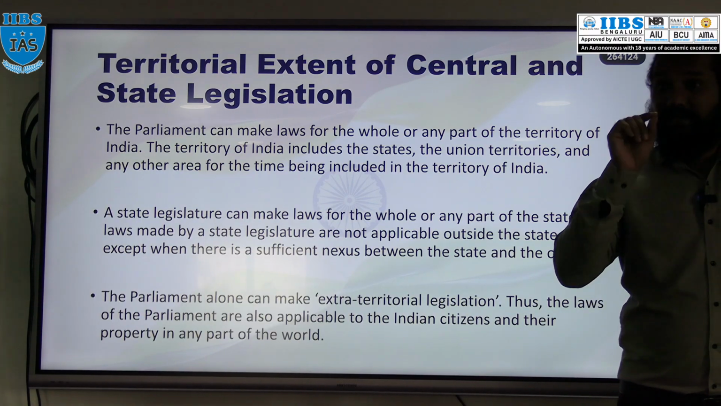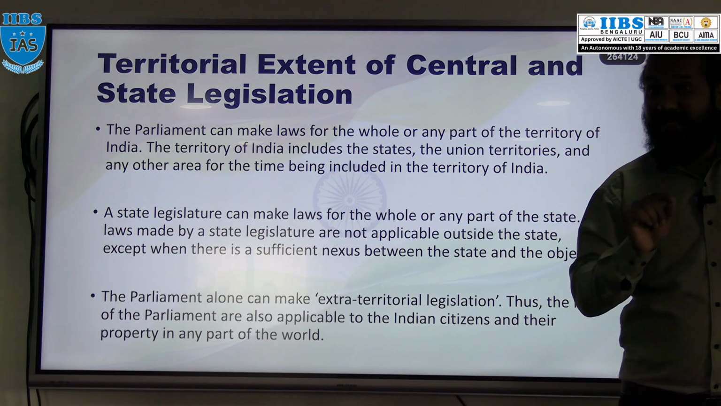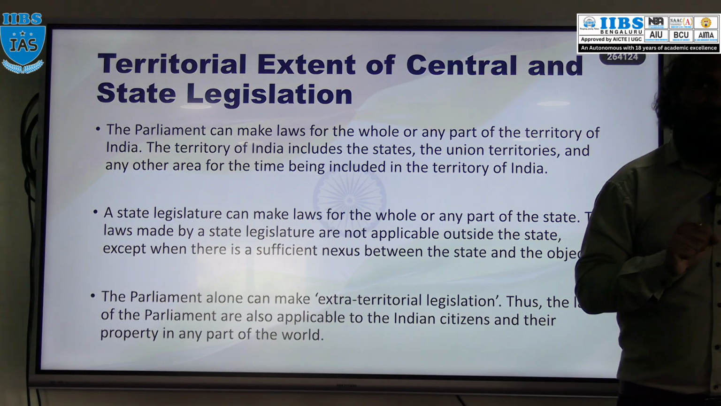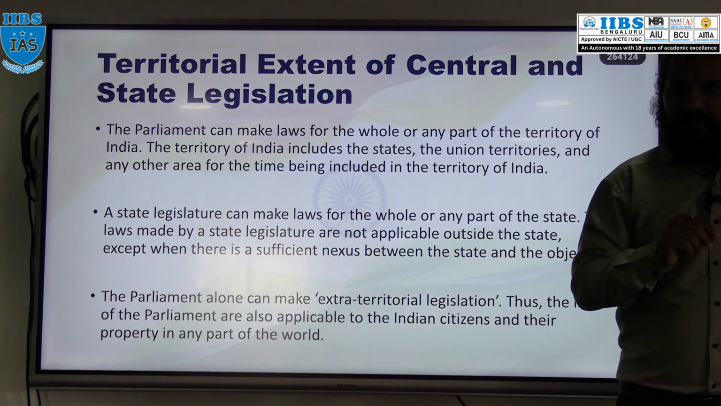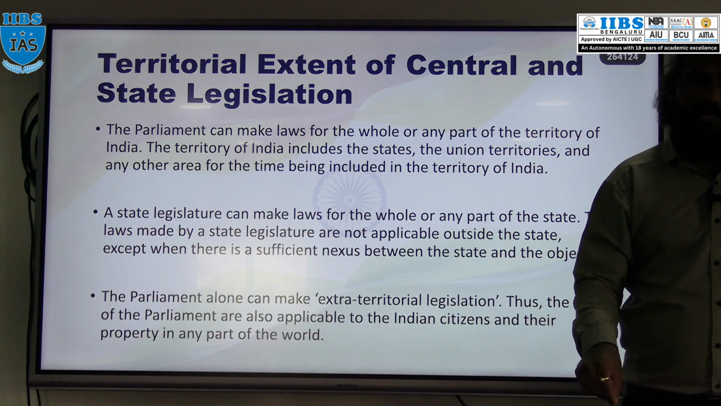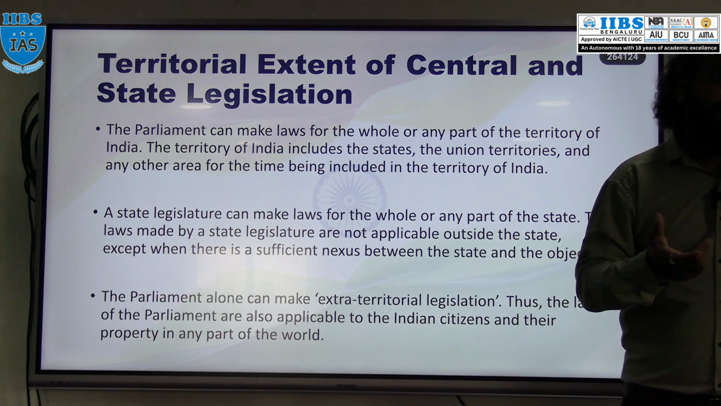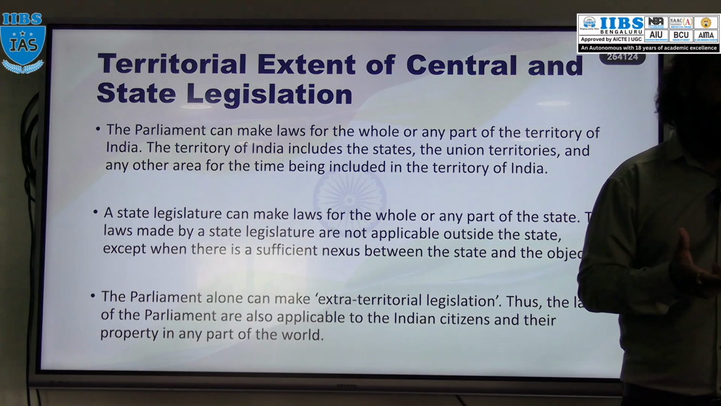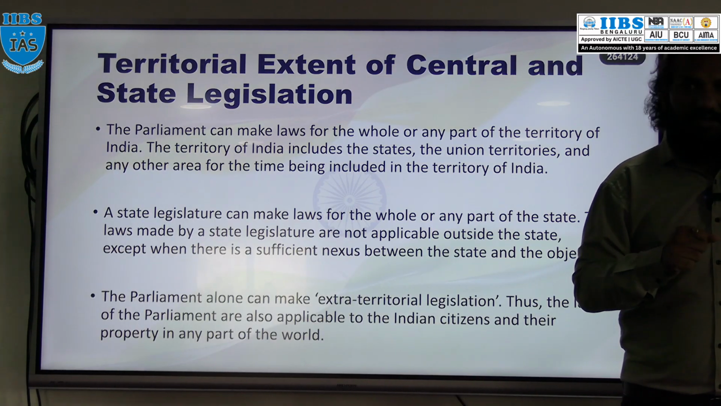But the law which is made by the state is applicable within the boundary of that state. For example, Gujarat made a law that bans alcohol. Is it applicable in Karnataka? No. 53% of the revenue of the Karnataka government is from the excise department only. So they can't ban. You're understanding?